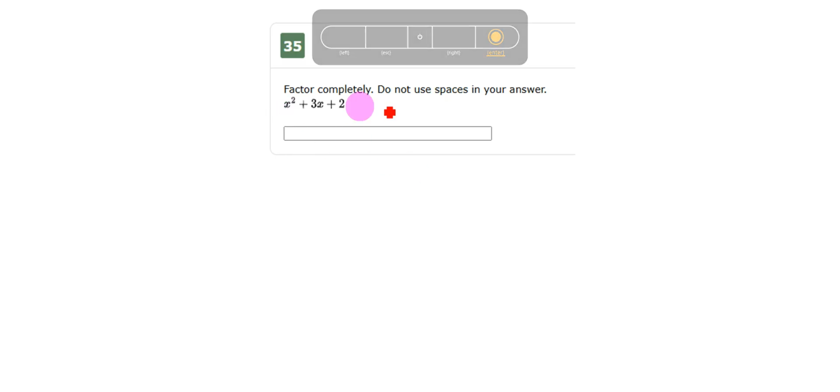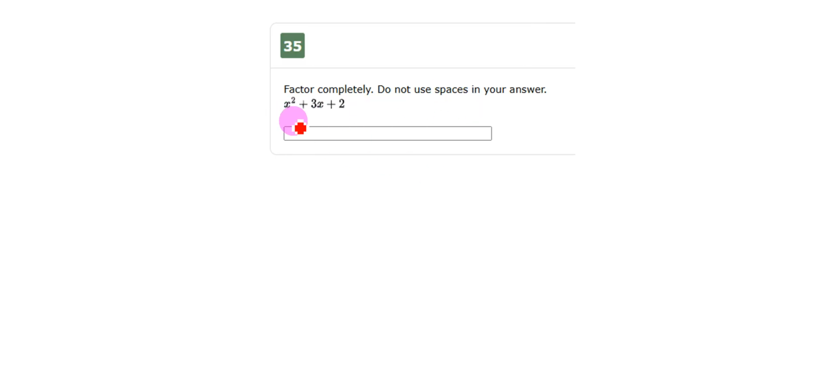Last one, we're just seeing what this is factoring. We don't have to use any answers or find any solutions. So what multiplies to 2 and adds to 3? Nice and easy. 2 and 1.